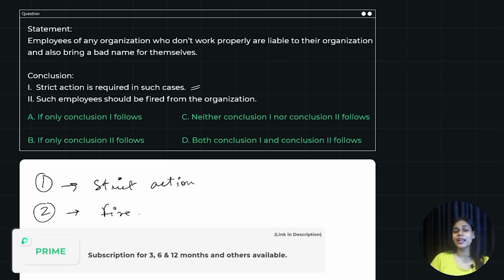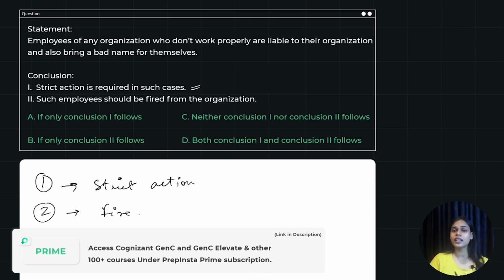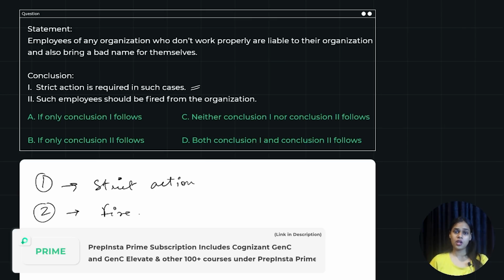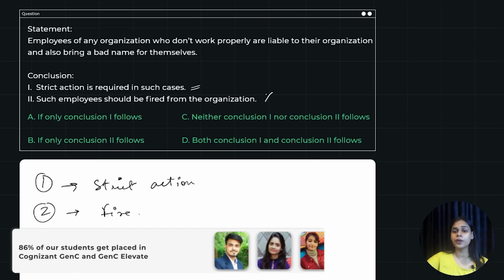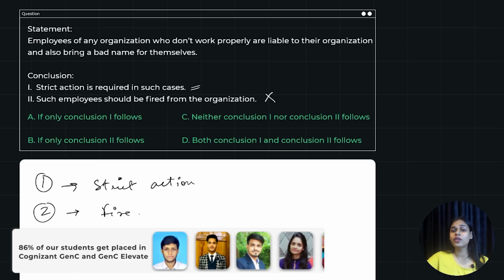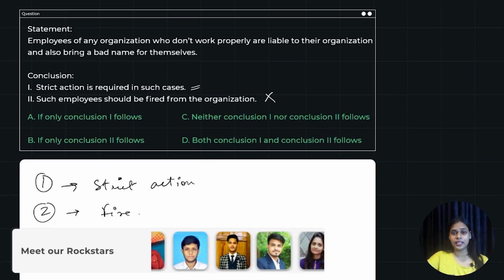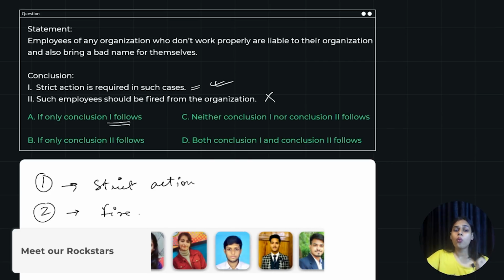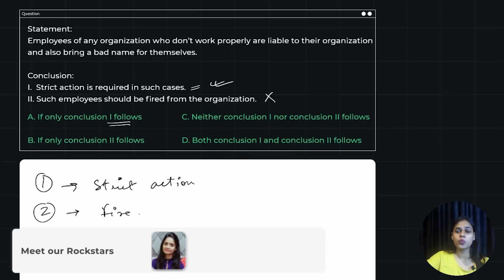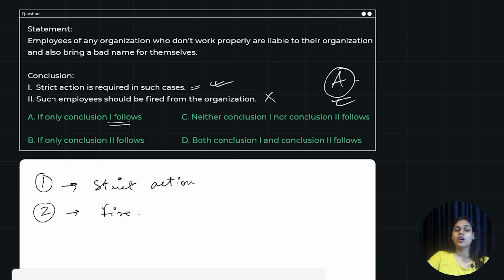So the first thing that an organization would do is take strict action against that person or give that person some warning. So we are not directly firing, but warning that person, right? So we cannot fire the person directly. What we can do is take strict action against that employee. So we are going to go with option A, that is, only conclusion 1 follows. Strict action is required in such cases. You cannot fire a person directly. You need to take action first.